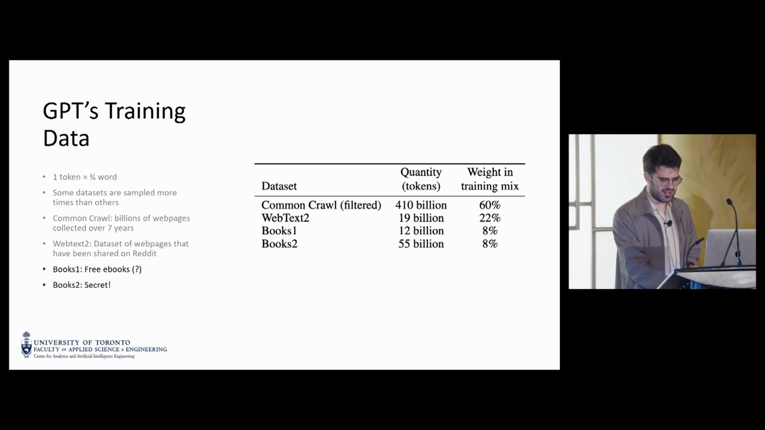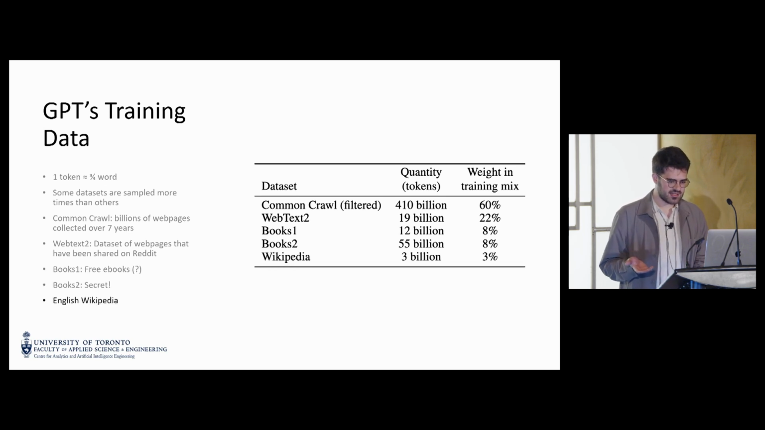There's even more mystery surrounding the Books 2 data set. To this day, we don't actually know what this data set is. One hypothesis notes that the size of Books 2 in tokens closely aligns with a data set obtained from an illegal file sharing site for copyrighted works. But without any access to the data, there's no way to be sure what the source actually is. And then finally, bringing us back to something less concerning, GPT is also trained on English Wikipedia.